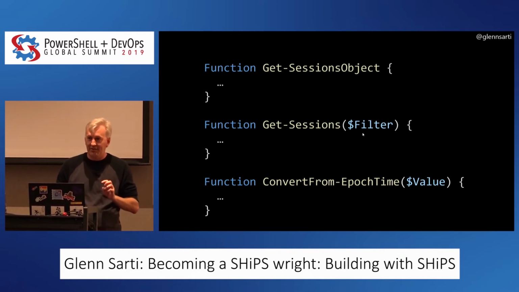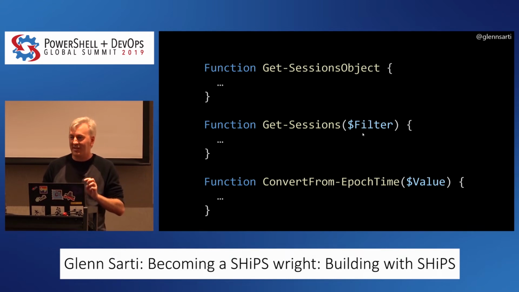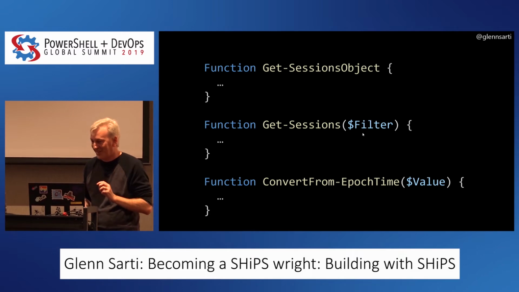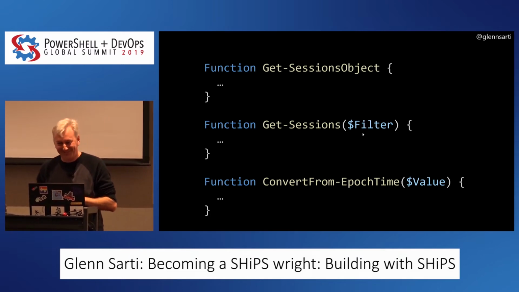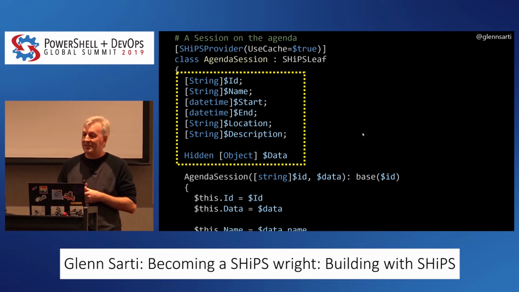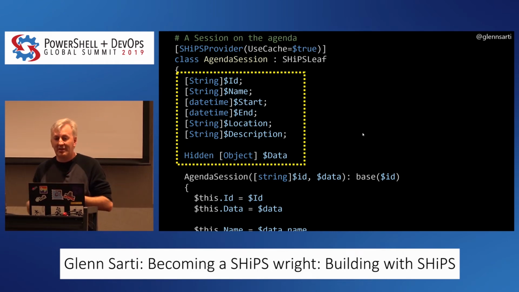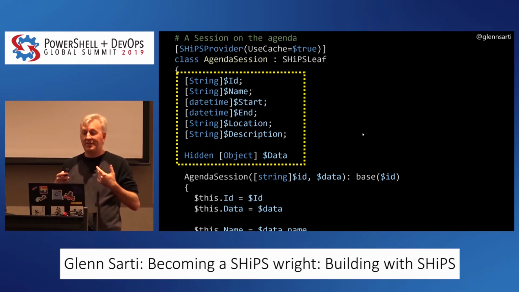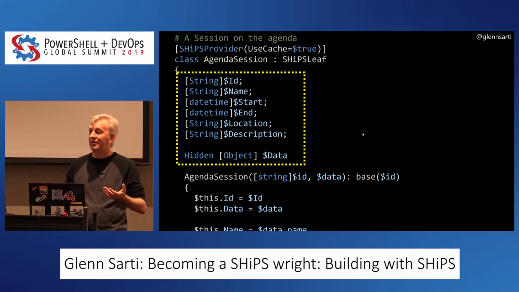Yeah, for some reason they decided to use Unix epoch times for the time zones, and I'm in Australia, and trying to convert that to Pacific Standard Daylight Savings Time was real fun. Yeah, date times are hard. So again, we create an object called agenda session as a SHiPS leaf object. Then we create the public properties for a session ID, name, etc. And note there's now a hidden data property at the bottom. So this is how you can mark properties private so the SHiPS provider won't show them to the users.